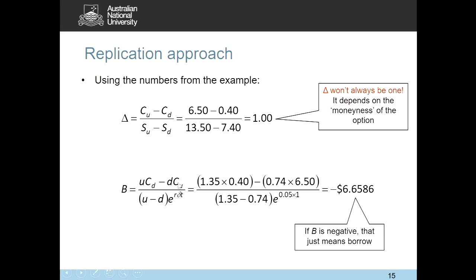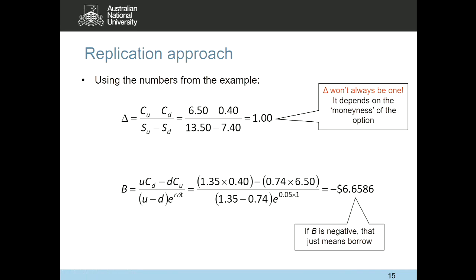So the U and the D are simply the proportional increase and decrease, and that's simply the payoff from the call option in the down state and up state. Okay? Then we also know the risk-free rate is 5%. We know the delta T is 1 year. And we work out B is negative $6.65. What does negative $6.65 mean?